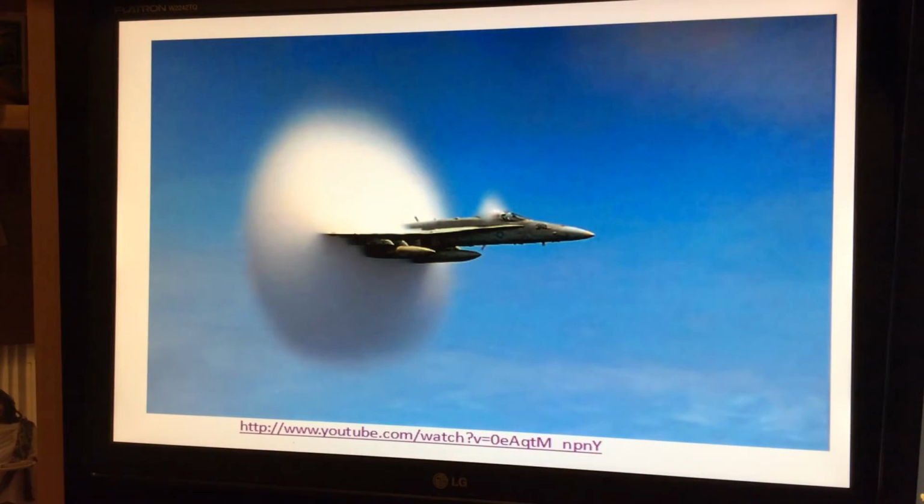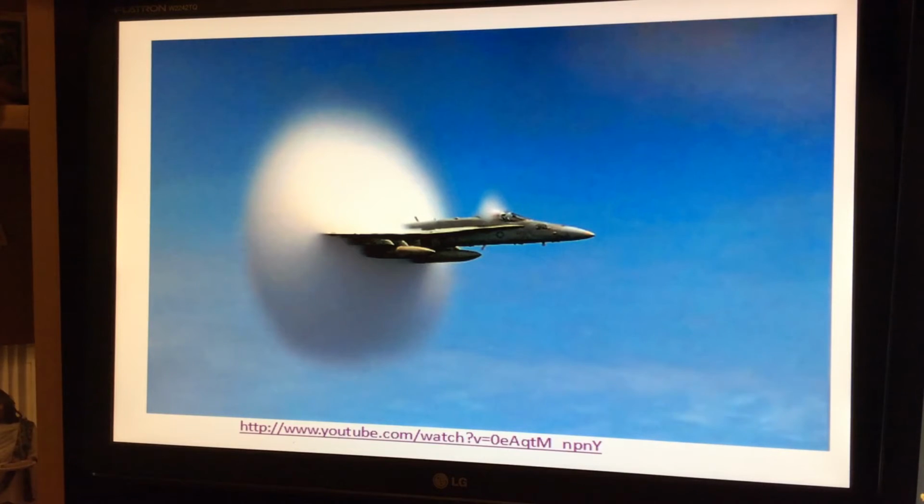The other interesting thing that you may have seen is what is called a sonic boom. This is a situation where you have an aircraft, a fighter jet or something of that nature, traveling at a particular speed. When it travels at that speed, it pushes the air around the aircraft, and that pushing effect causes a pressure wave that travels at the speed of sound.